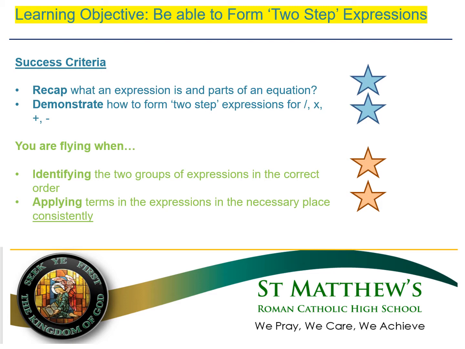So we looked at lots of different parts of our equation when we focused on one step last lesson. So we're just going to recap that. Demonstrate how to form two-step expressions for division, multiplication, adding and subtracting. So like last lesson, but this time with two steps. And you are fine when identifying the two groups of expressions in the correct order, applying terms in the expressions in the necessary place consistently, which will unravel itself more as we move into the lesson.